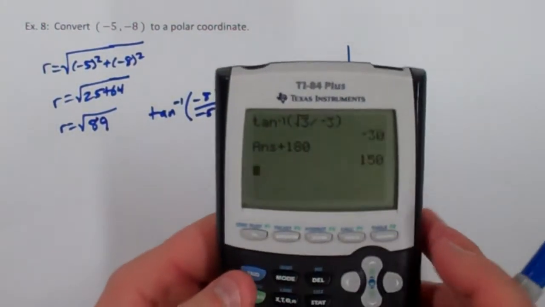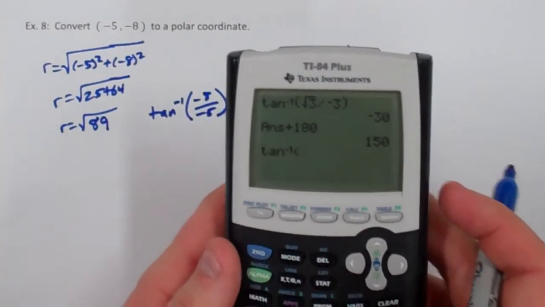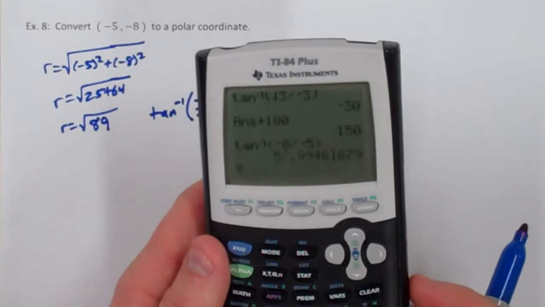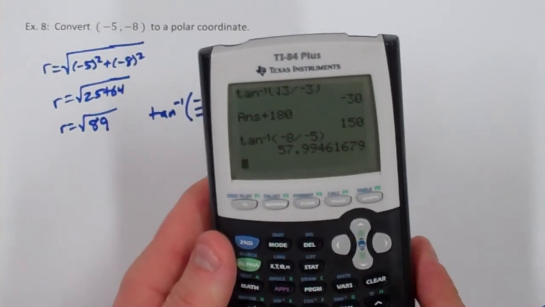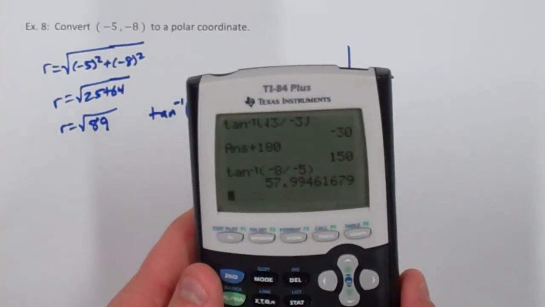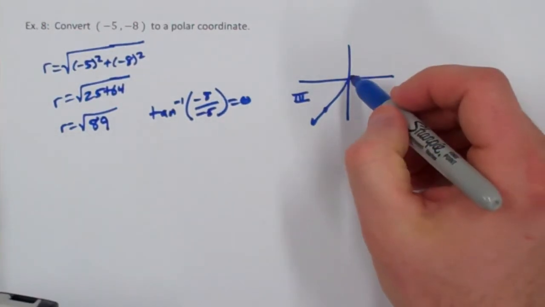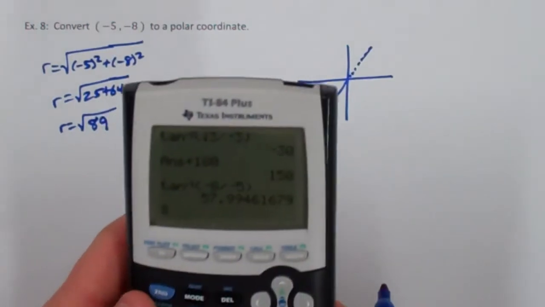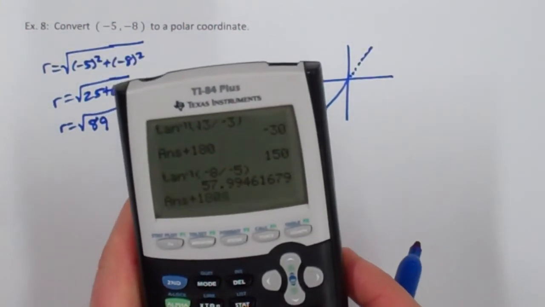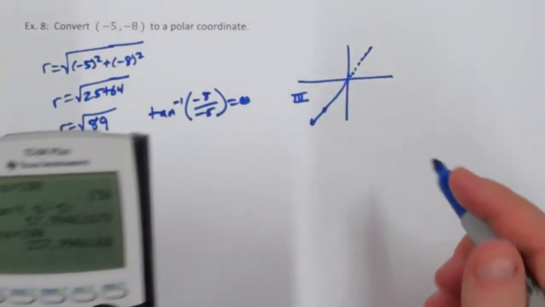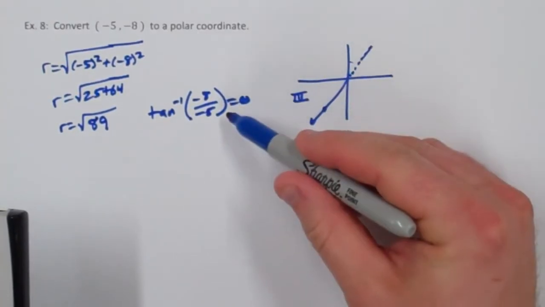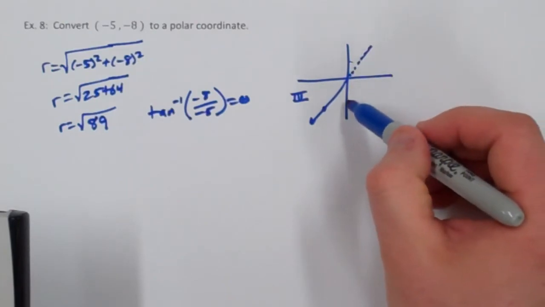And we'll try that in the calculator. So we've got negative 8 divided by negative 5. And we've got about 57.99, so we'll round this one to 58. If you'll notice though, 58 is right here, so we need to add 180 degrees to that. That'll get us to the actual angle measure. Once again, the calculator will solve for only negative 90 to 90 with the tangent. Those are the principal values for tangent.